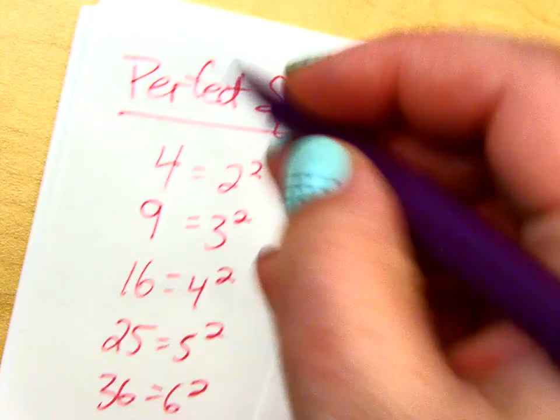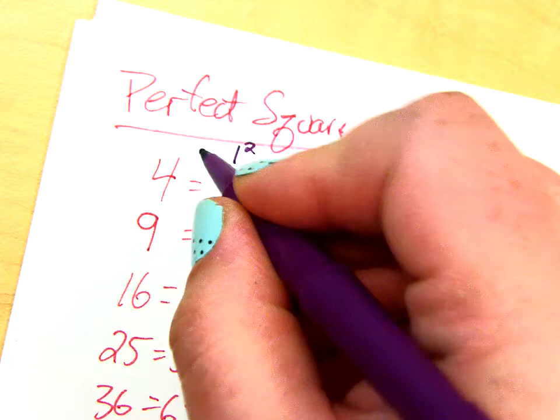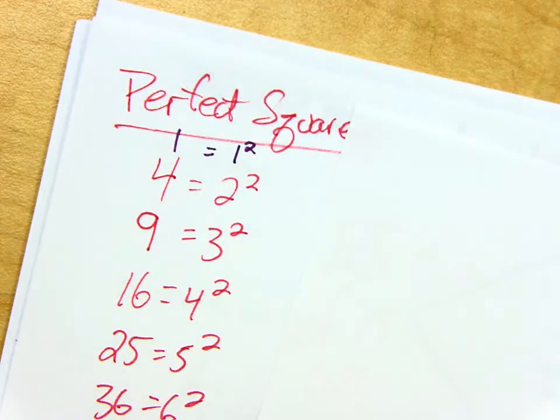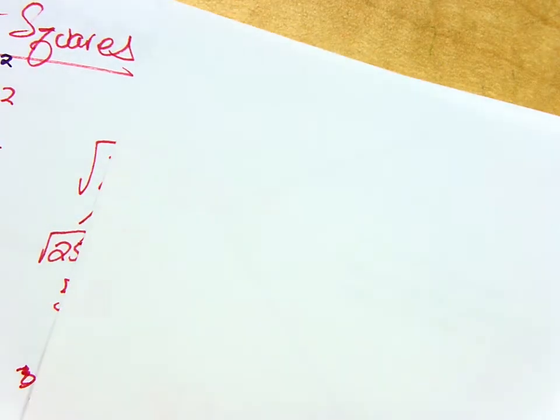Now 1 squared is 1, but it doesn't usually help us, so we don't usually put it in those lists. But 1 is a perfect square, right? Because 1 times 1 is 1. So sometimes we leave that one out, but it is a perfect square. So let's talk about perfect cubes.